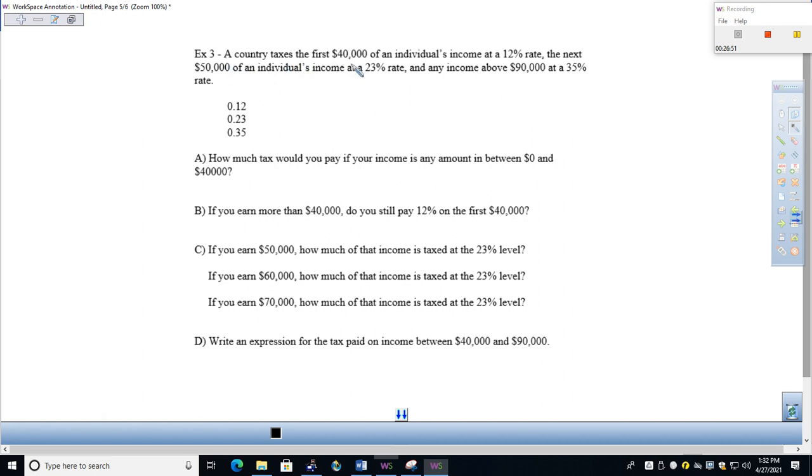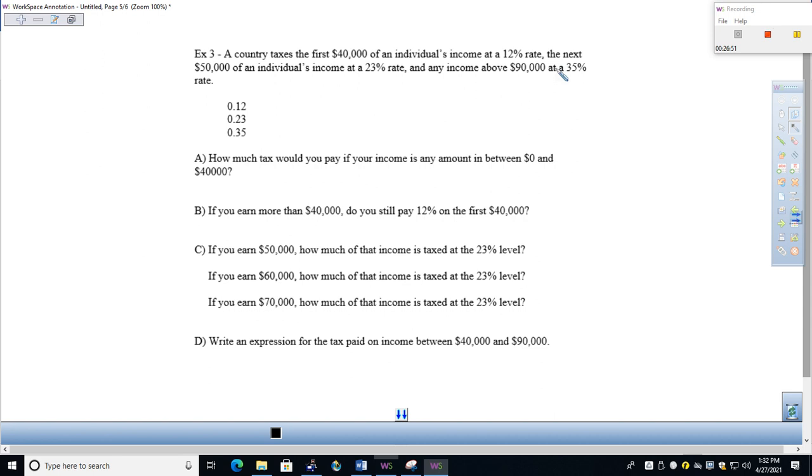So a country taxes the first $40,000 of an individual's income at 12% rate, the next $50,000 of an individual's income at 23% rate, and any income above $90,000 at a 35% rate. So this is what is called a progressive tax system. And the U.S. actually incorporates such a system. So the idea is the more income you make, the higher percentage on that income you would pay.